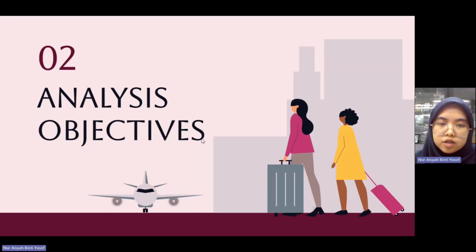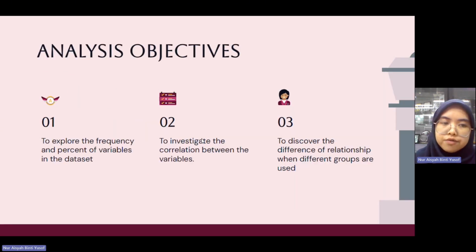And next is our analysis objective. In this study, our business objectives are, first, to explore the frequency and percent of the variables in the dataset, to identify how the variables are distributed. Second, to investigate the correlation between variables to indicate the relationship between them. And third, to cover the different relationships when different groups are users, which identifies the hidden information potential between them.